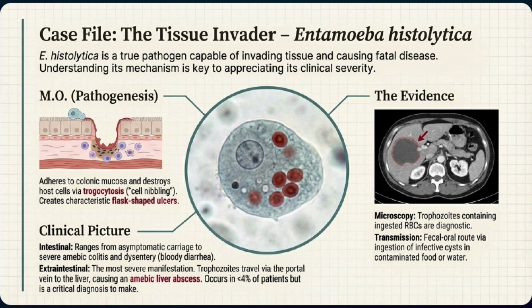Entamoeba histolytica adheres to the colonic mucosa and destroys the host cells via cell nibbling, trogocytosis. It produces cysteine proteinases to degrade the extracellular matrix, and it creates characteristic flask-shaped ulcers. The evidence is finding the trophozoites, and it can cause amoebic liver abscess. Not very often, but it can happen in a very severe case.